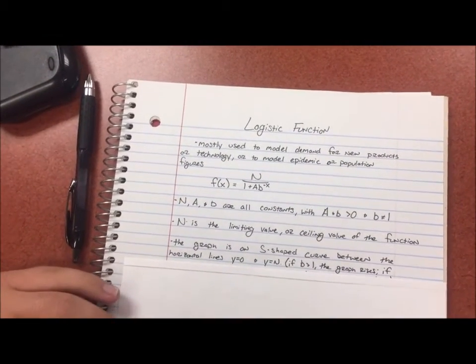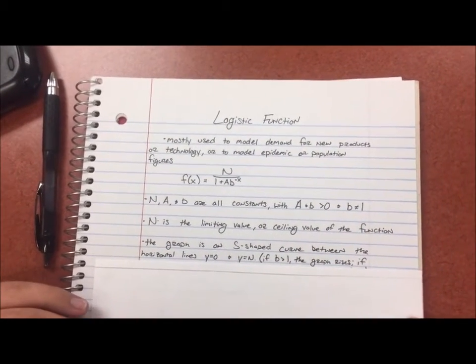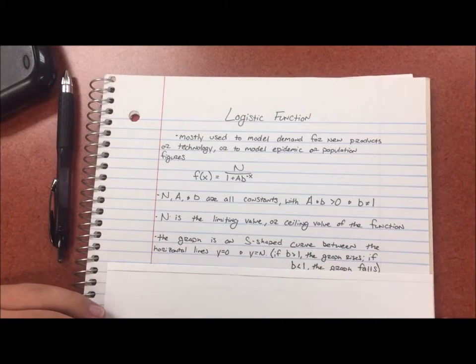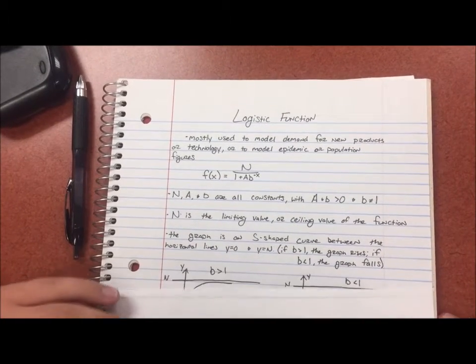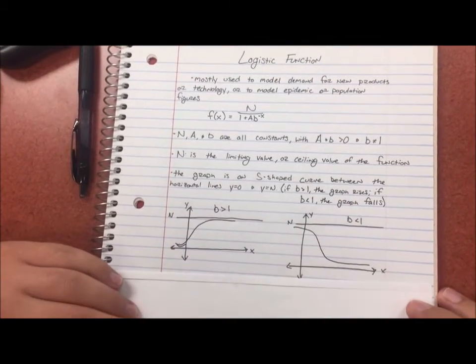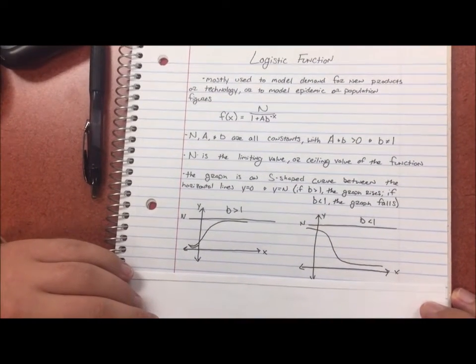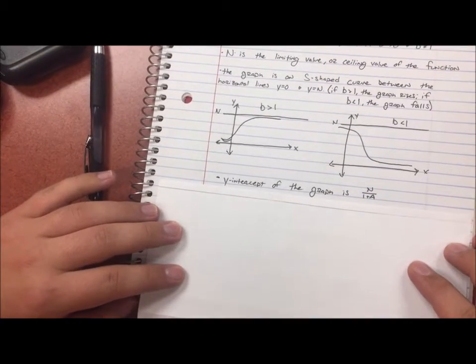Now, the graph of a logistic function is an S-shaped curve between the horizontal lines y equals 0 and y equals N. Now, if b is greater than 1, the graph will rise, but if b is less than 1, the graph will fall. And here we have an example of both graphs. The graph on the left, b is greater than 1, and as you can see, it rises, and the graph on the right, b is less than 1, and therefore it falls.